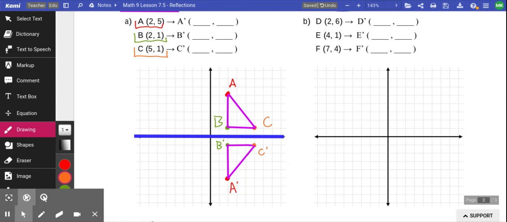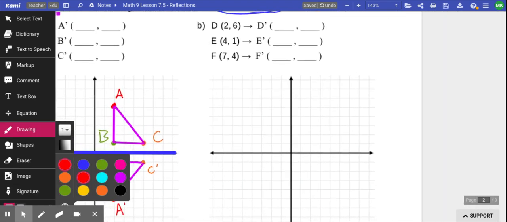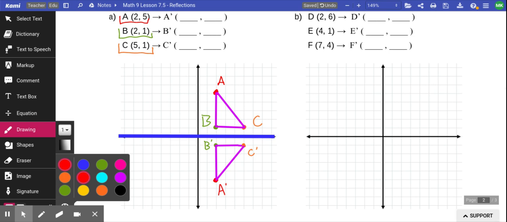Okay, hopefully you've tried this. What I'm going to do is I'm going to plot all those points. So D is at 2, 6. That should have been 1, 2, 1, 2, 3, 4, 5, 6. D should be right there. E. E is at 4, 1. So 1, 2, 3, 4, 1. E is right there.